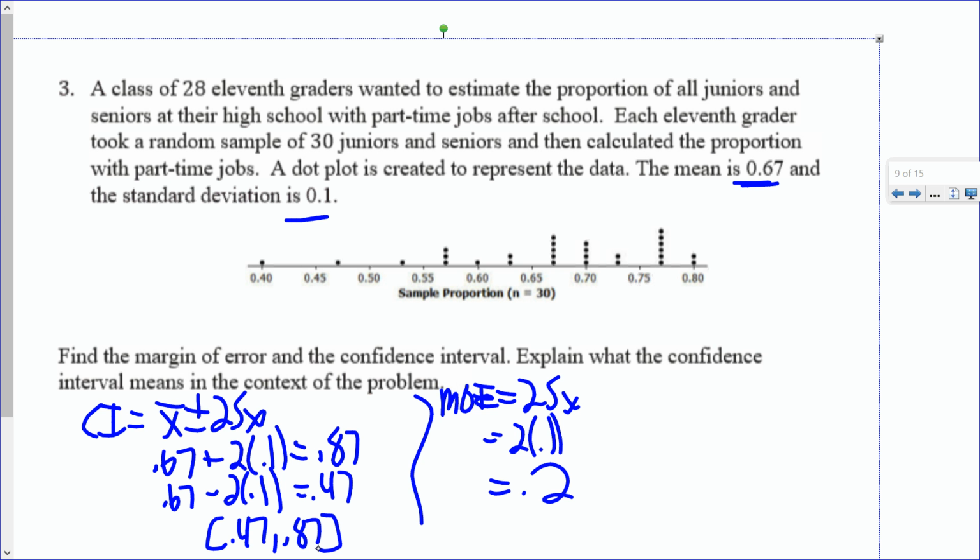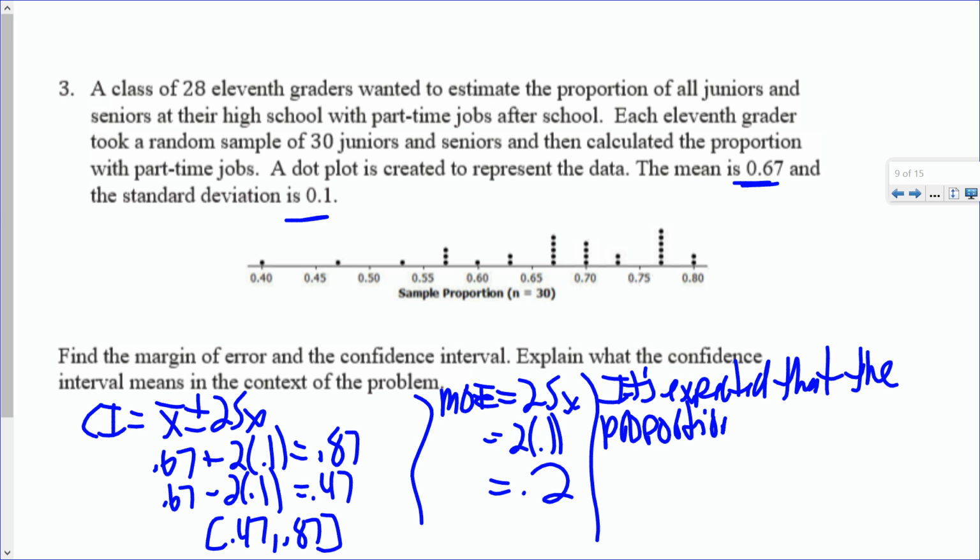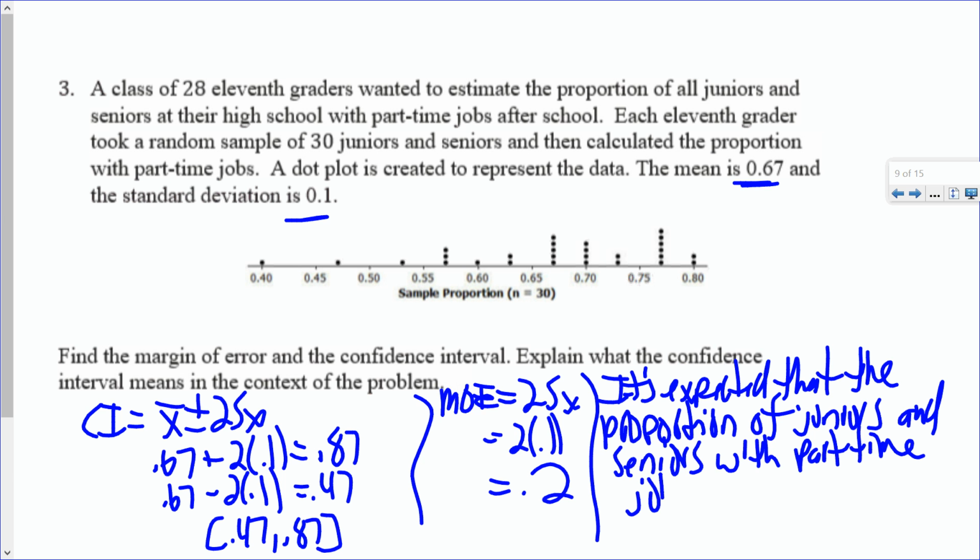The meaning in the context of the problem, it's expected that the proportion of juniors and seniors in this high school with part-time jobs is between 0.47 and 0.87. As percents, 47% to 87%.